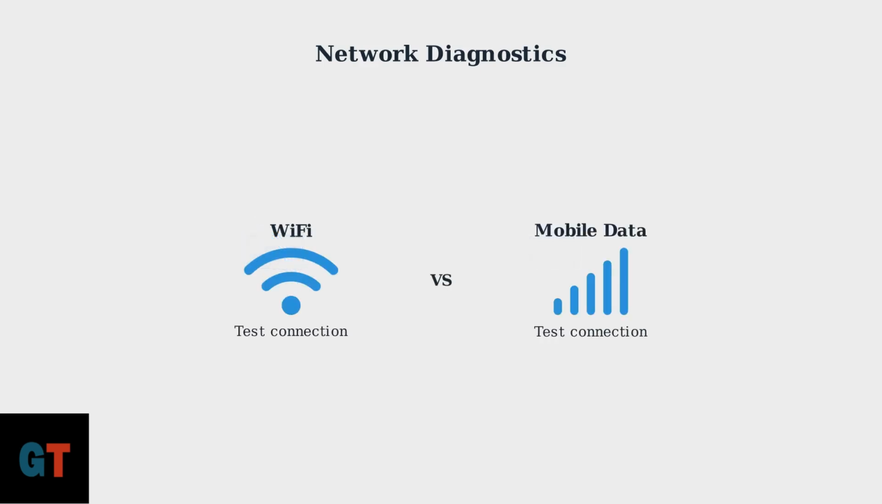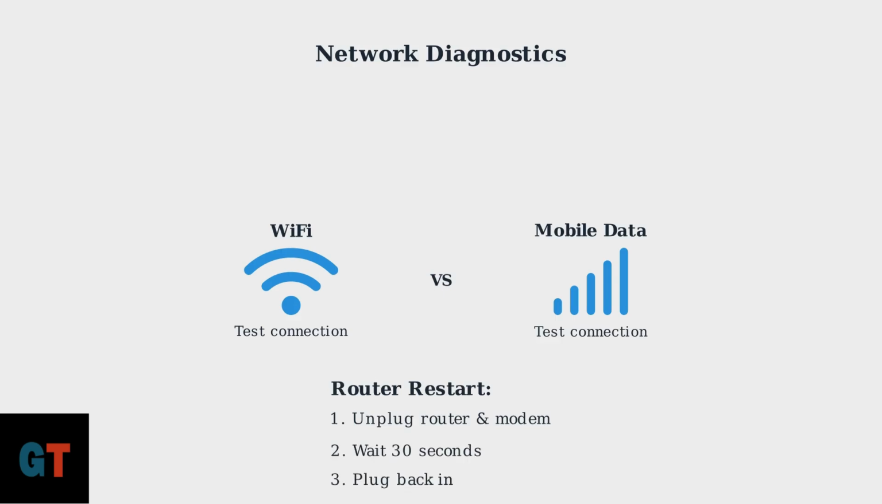Try switching between Wi-Fi and mobile data to isolate the problem. If videos work on one connection but not the other, you've found the source of the issue. If your connection seems unstable, restart your router and modem. Unplug them for 30 seconds, then plug them back in and wait for full startup.